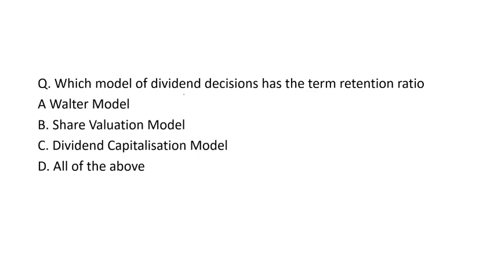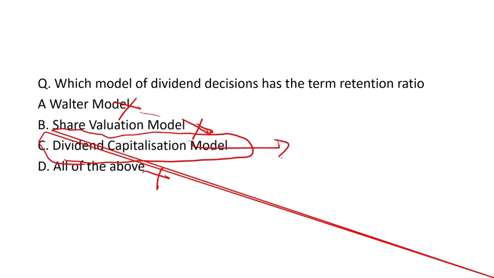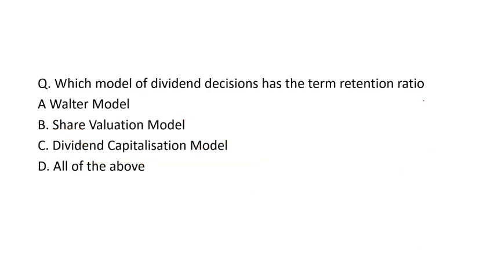Now the Walter model doesn't consider the retention ratio. Share valuation model is another name for the Walter model, so same, this will not be the answer. All of the above will not be the answer. The right answer is option number C, dividend capitalization model. Dividend capitalization model is nothing but the Gordon model given by Myron J. Gordon. This is also known as the bird in hand theory, which Myron J. Gordon has also given. So according to this question, the term retention ratio belongs to option C, the dividend capitalization model.